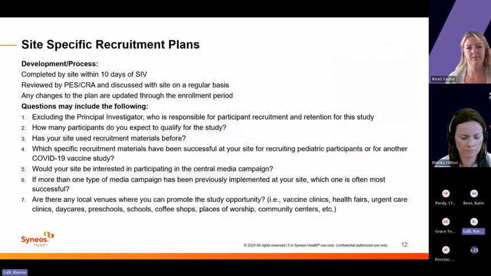So the site-specific recruitment plan is a questionnaire given to sites prior to the site initiation visit to assess the type of support they require. Questions could include things such as who's responsible for patient recruitment, what are the anticipated challenges, are they interested in central media campaign, and have they ever used recruitment materials prior? Just getting an idea on where the site is and if they have previous experience.